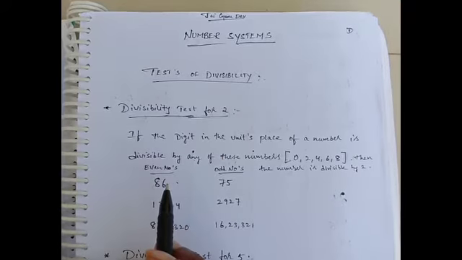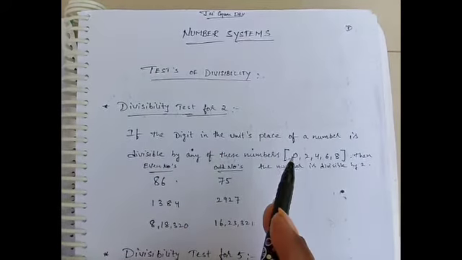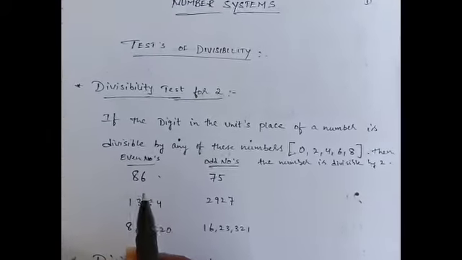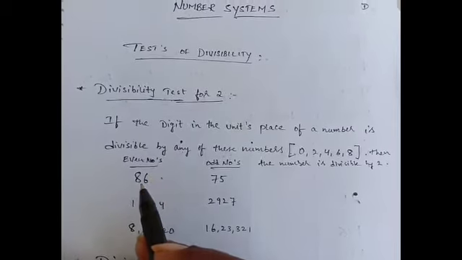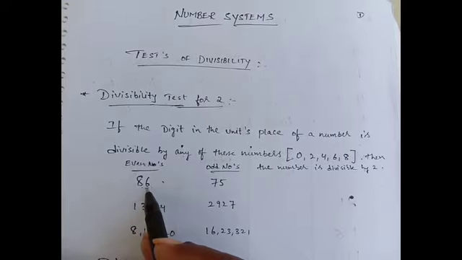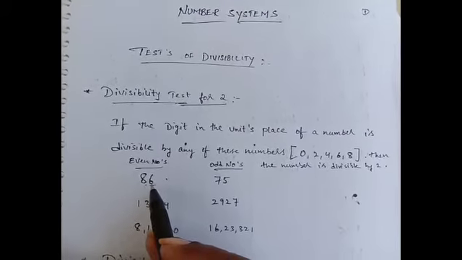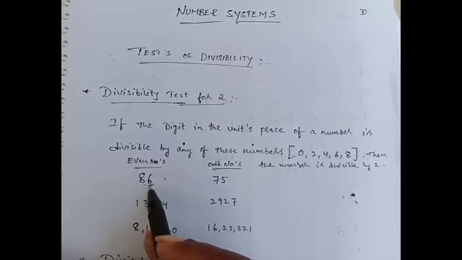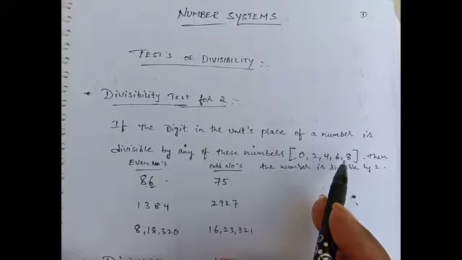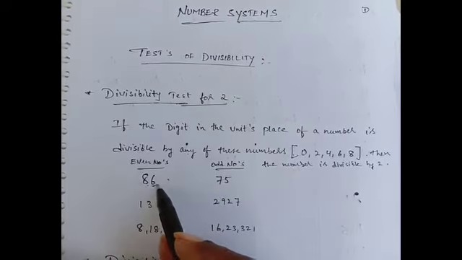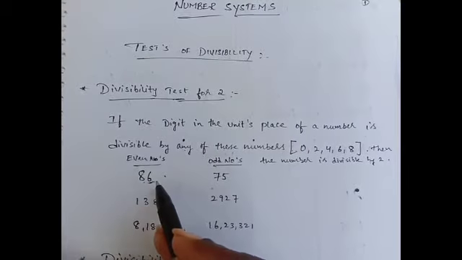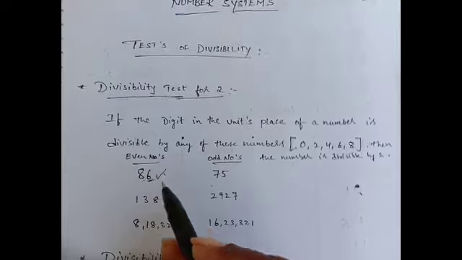If that number in the units place is not any of these numbers, then that number is not divisible by 2. Now let's see some examples. Here see 86. The units place of this number 86 is 6. Just check whether this number is among these numbers. Yes, the unit number of 86 is among these numbers, hence 86 is divisible by 2.